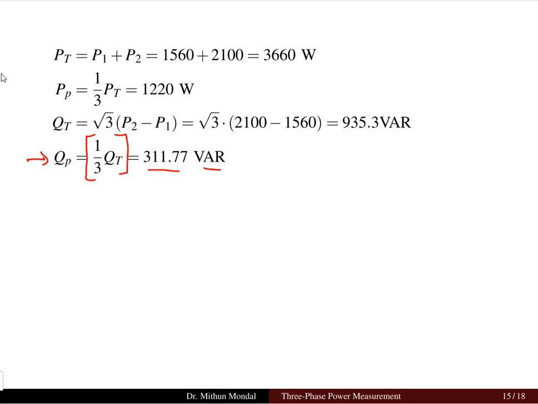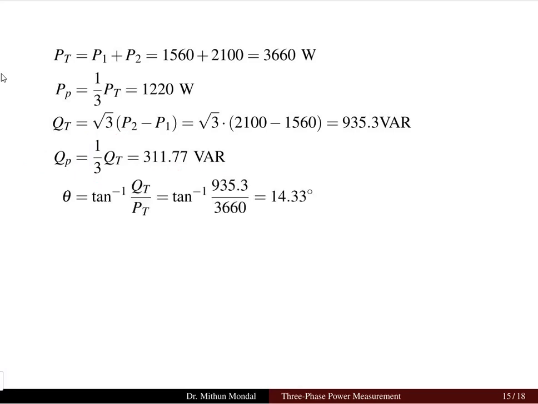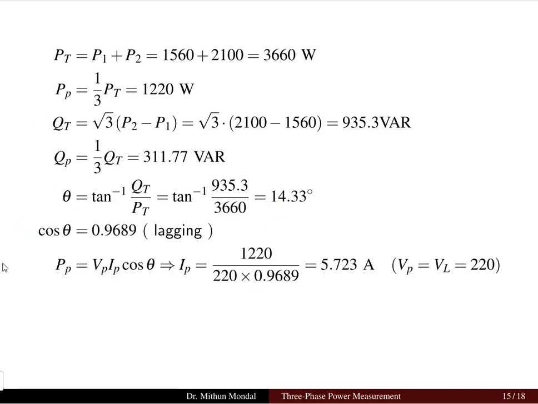ampere reactive. Now we can easily estimate theta, which is the angle between the voltage and the current, as tan inverse of the imaginary part by the real part. So the imaginary part is the reactive power, which is 3-phase, and the real part is basically the real power. So it gives 14.33 degrees. So this is the power factor angle, and hence the power factor we can obtain is 0.9689, cos theta. This will be lagging in nature.